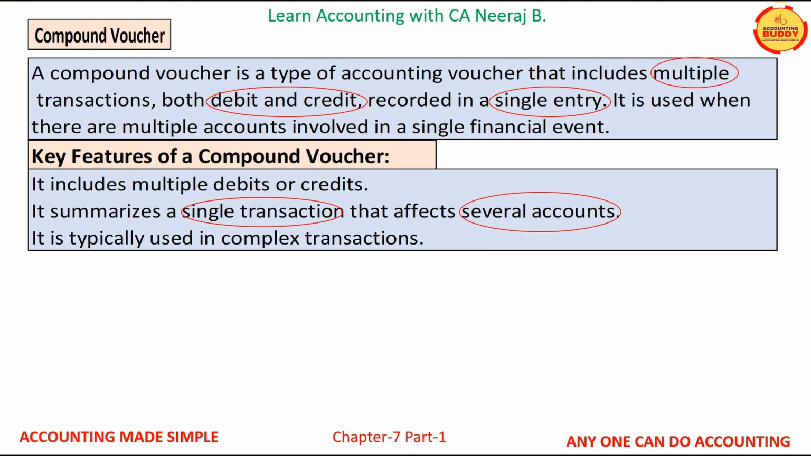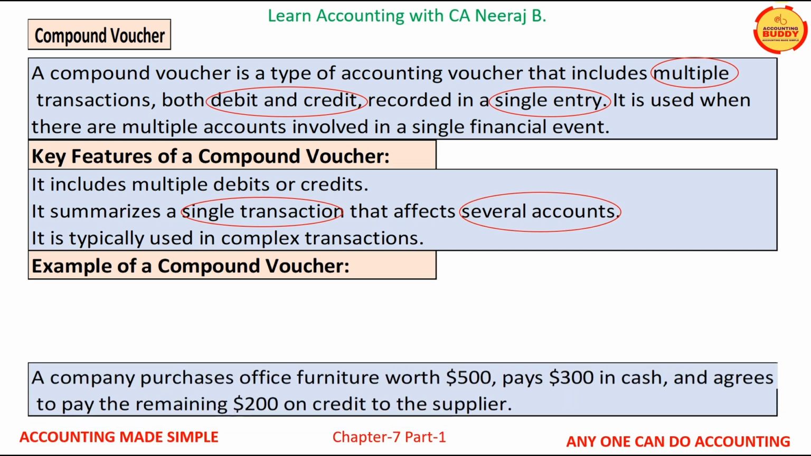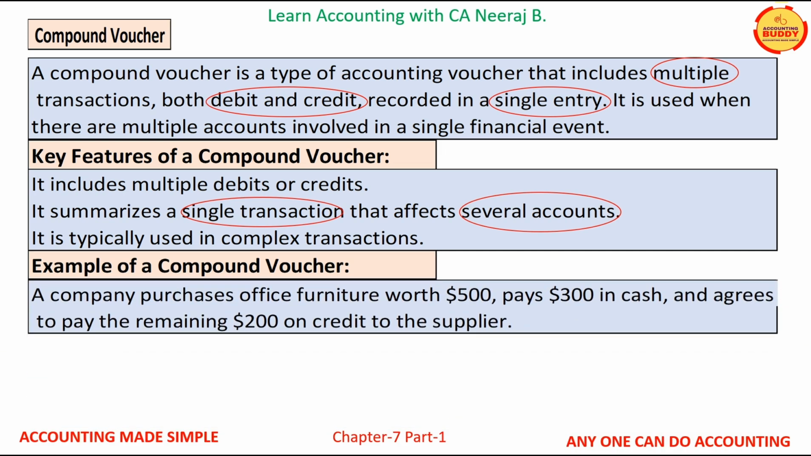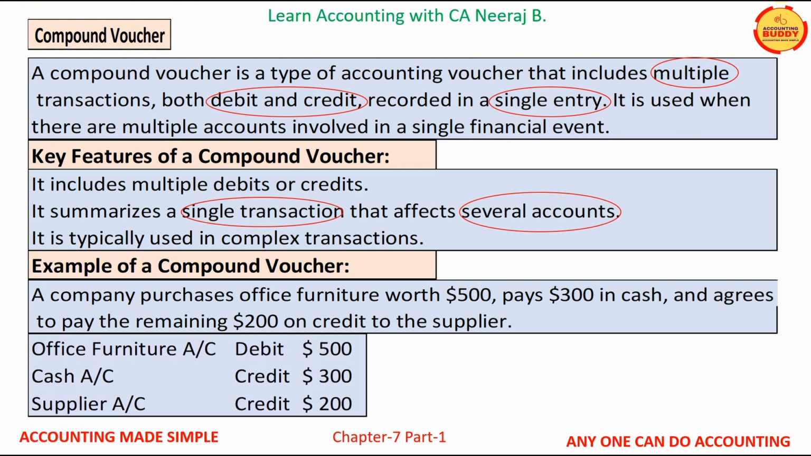Example of a compound voucher is: a company purchases office furniture worth $500 and pays $300 in cash and agrees to pay the remaining $200 on credit to the supplier. The entry of this transaction will be recorded as displayed on your screens. Office furniture account will be debited by $500, cash account will be credited by $300, and the supplier account will be credited by $200 by following the rules of debit and credit displayed on your screens.